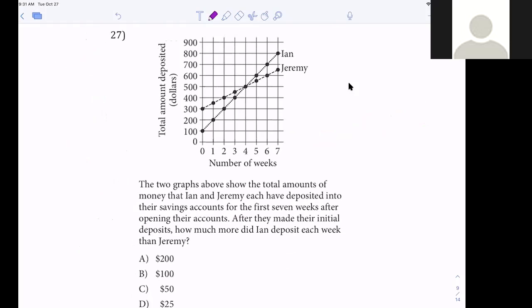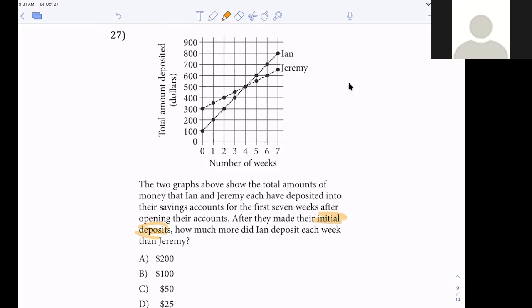All right, 27. It says the two graphs above show the total amounts of money that Ian and Jeremy each have deposited into their saving accounts for the first 7 weeks after the opening of their accounts. After they made their initial, everybody underline or highlight initial deposits. What does initial stand for in the equation of a line? Yes, it is called the initial. Make sure you write that down.